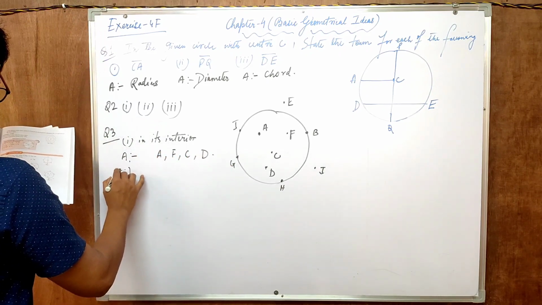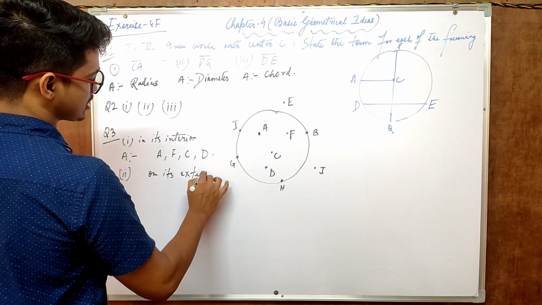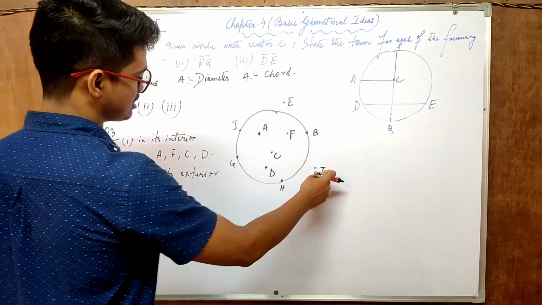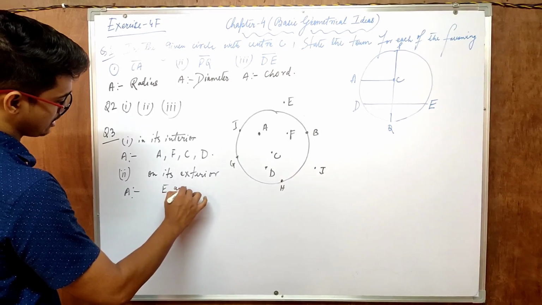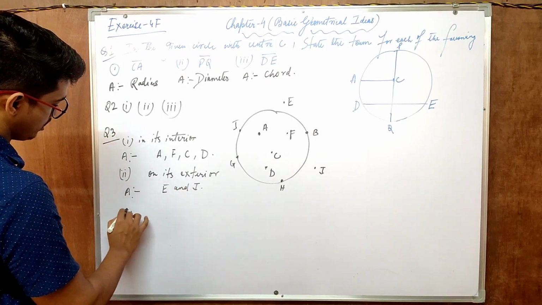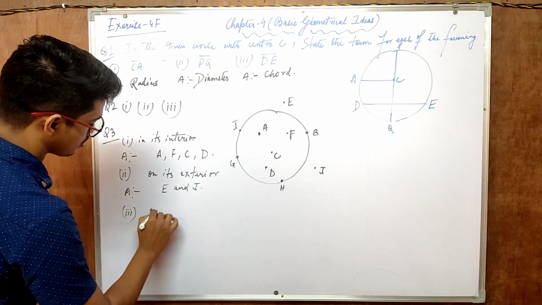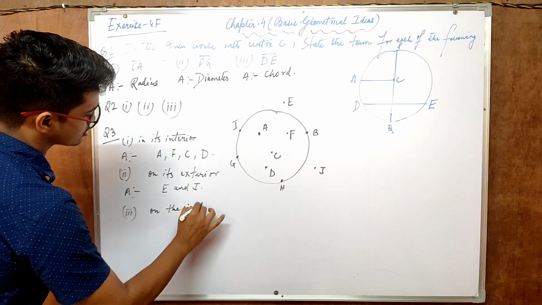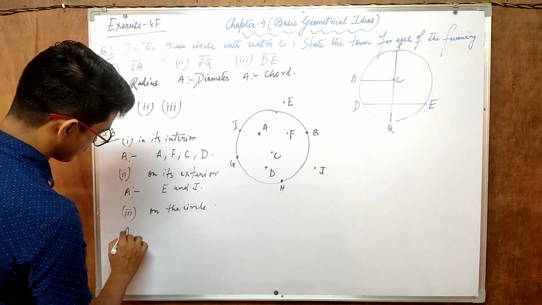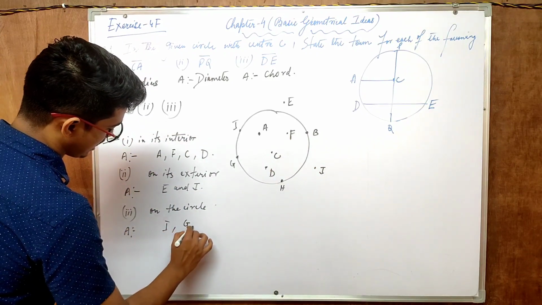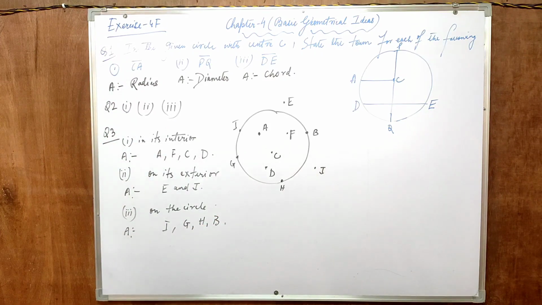The second question is on its exterior. Very easily we can find that E and J are the exterior points. The third one is on the circle. If you observe, the points on the circle are I, G, H and B. So I, G, H and B are the points which are on the circle. Very easily you can do it, right?